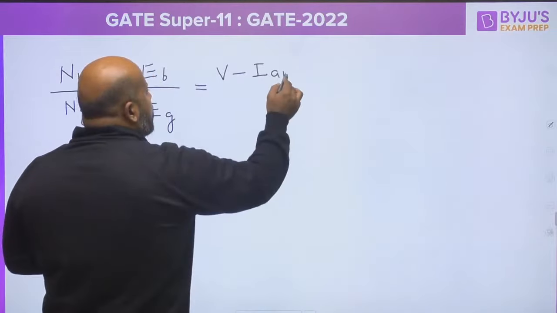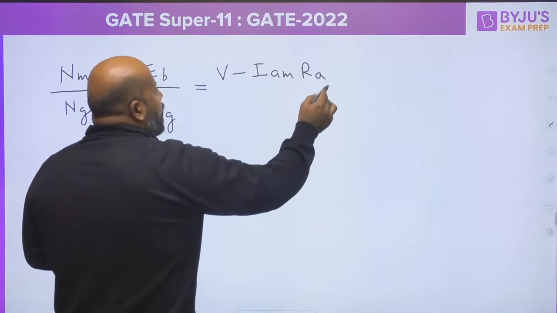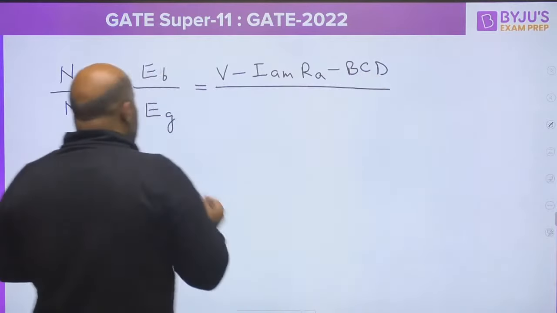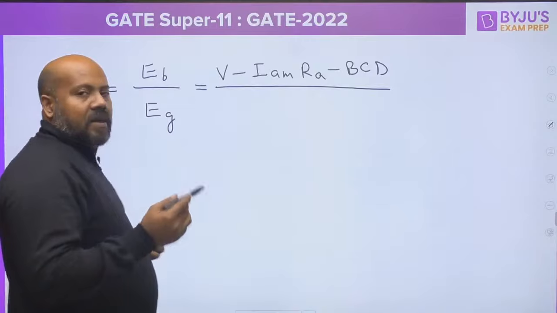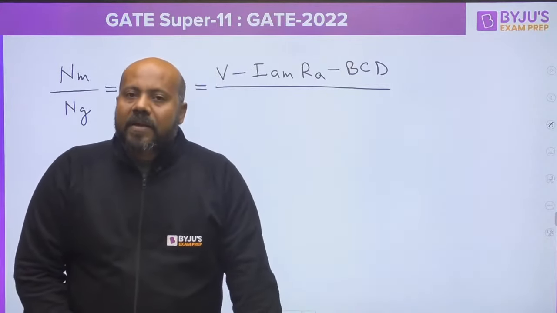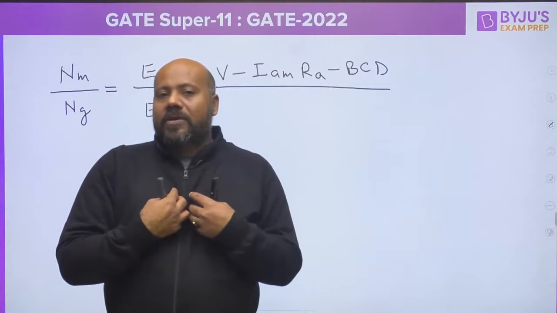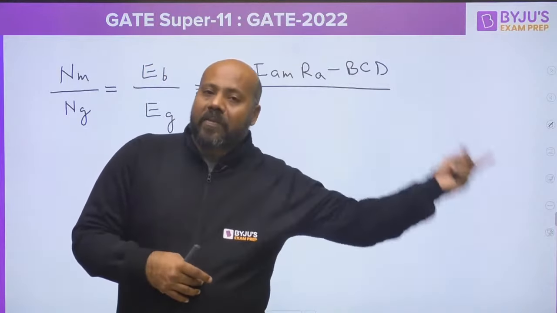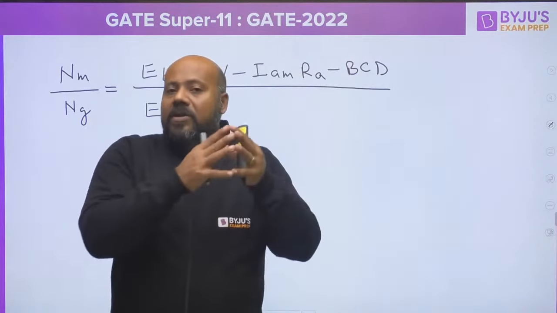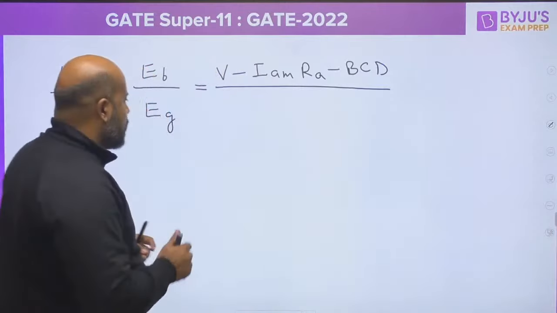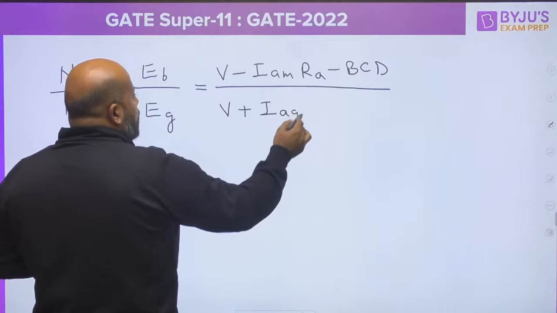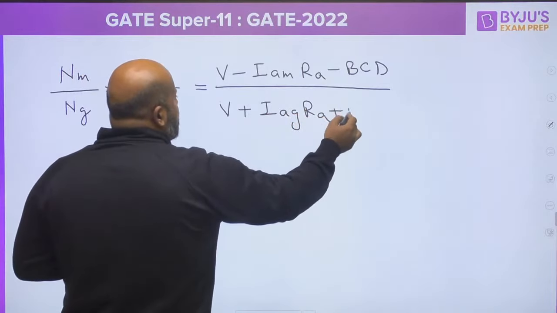IA for the motor, RA minus BCD. BCD means brush contact drop. The generated EMF in case of generator, I think you apply the source logic. What is the source in case of a generator? The generator itself is a source. So generated EMF is going to give you the terminal voltage, voltage drop in the armature resistance and the voltage drop across the brushes. So the generated EMF you are going to write as V plus IAG, this is going to be RA plus BCD.